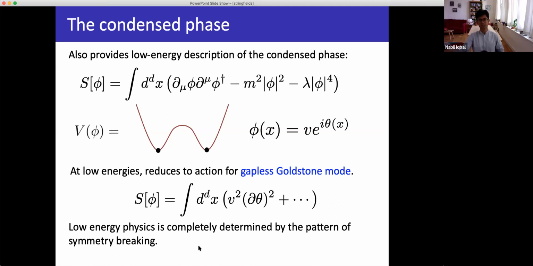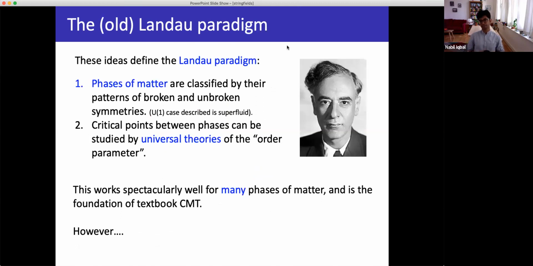And it turns out that this low energy physics is completely determined by this pattern of symmetry breaking. This Goldstone mode physics is determined only by the symmetries. You don't need to worry too much about the microscopics again. So these ideas that I've just told you about basically form the Landau paradigm of physics. The Landau paradigm is basically the following two ideas. Phases of matter are classified by their patterns of broken and unbroken symmetries. In the U1 case I just told you about, where that U1 is a number current, we would call this a superfluid. A superfluid is where your number current is spontaneously broken.